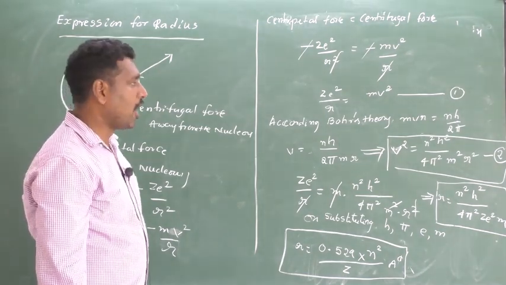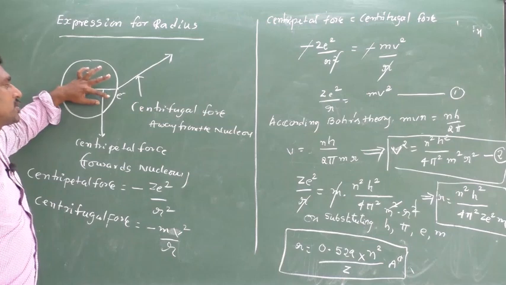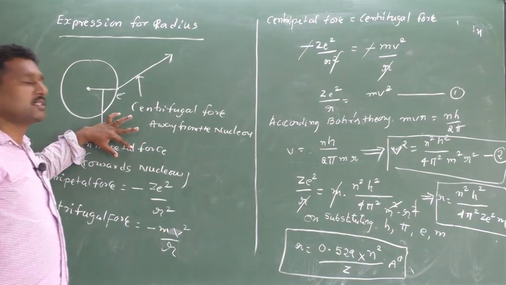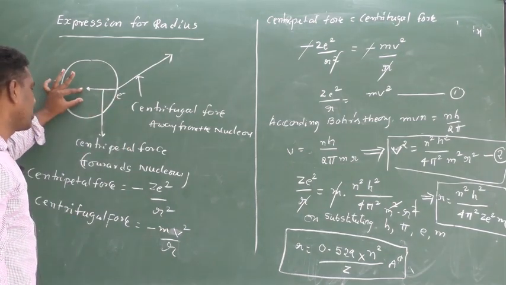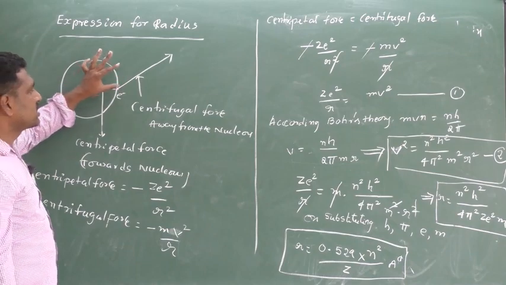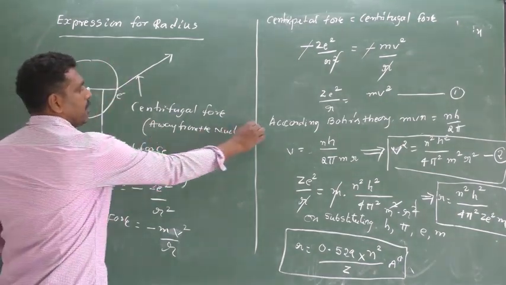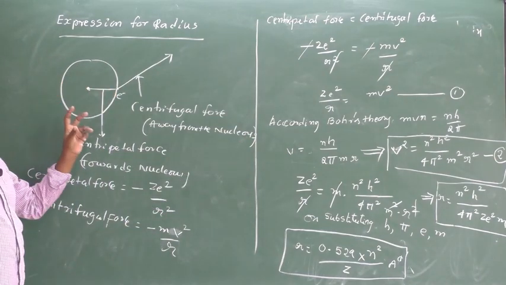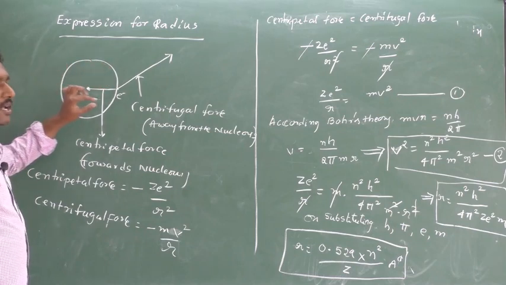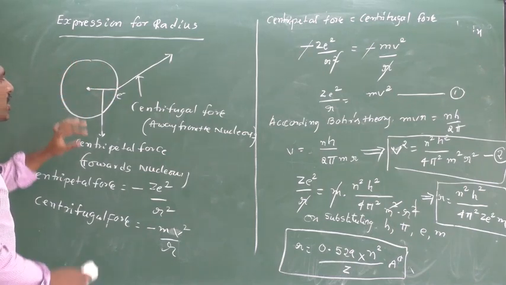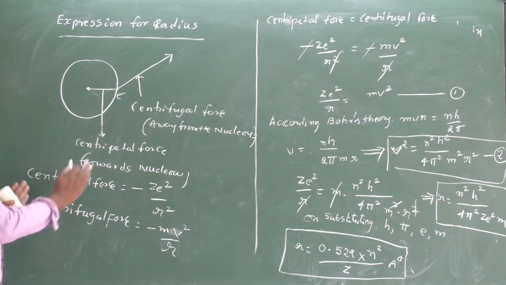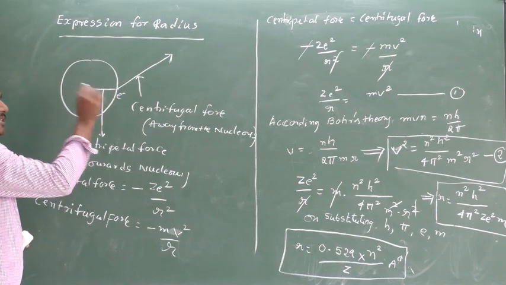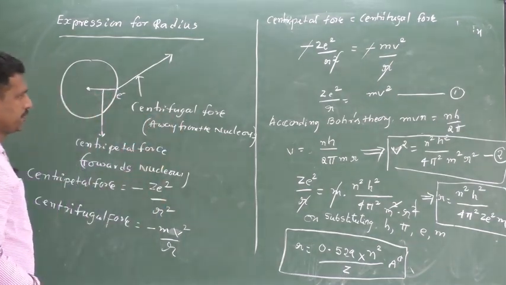So this is the expression for the radius of orbit. Two forces act on the electron. One force is called centripetal force, which is towards the nucleus, and centrifugal force is away from the nucleus. These both are balanced, that's why the electron is revolving in this orbit. Therefore, according to Bohr's theory, centripetal force of the electron is balanced by centrifugal force.